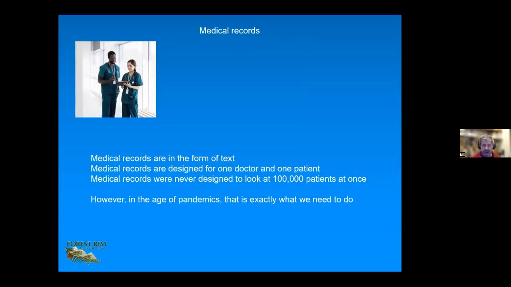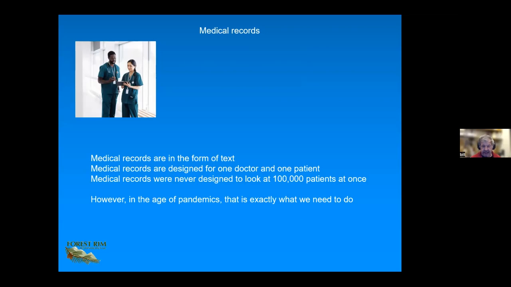Number one, let's talk about medical records. Medical records are in the form of text. If you've ever taken a look at what a doctor writes down, a doctor makes notes about your meeting with the doctor, and the doctor says everything. It's in the form of text. That's good for one patient and one doctor, but it's not good for 100,000 patients all at once. And so do we ever need to look at 100,000 patients all at once? Well, let me tell you something.